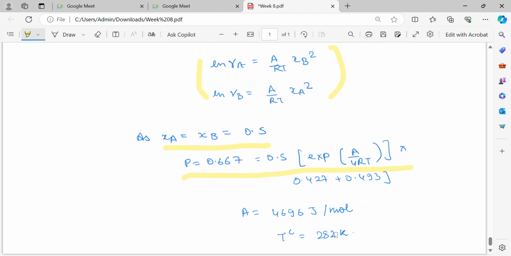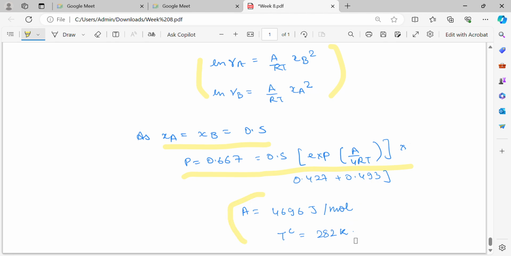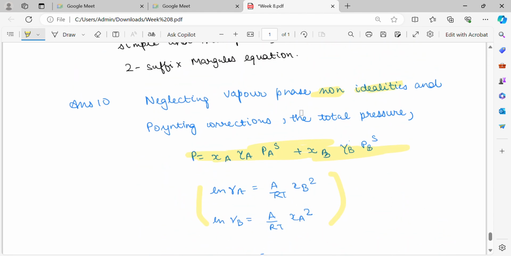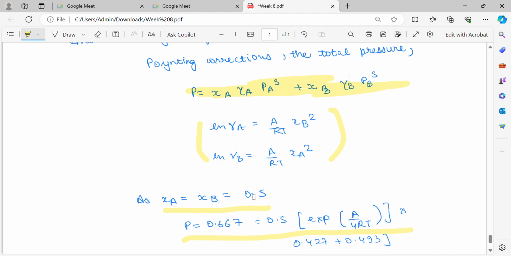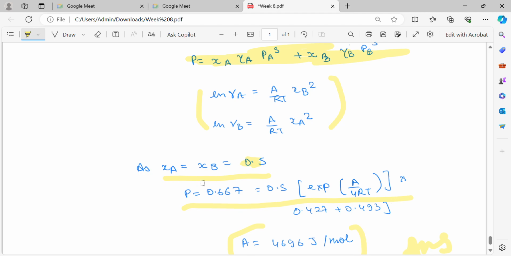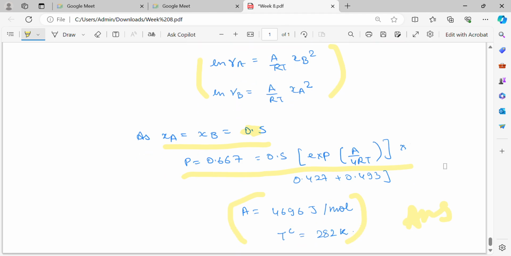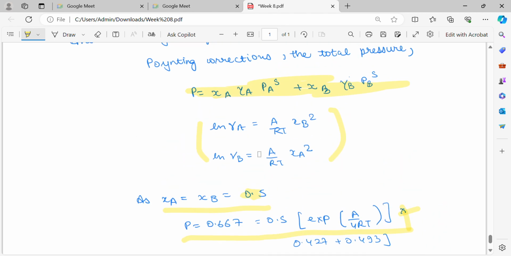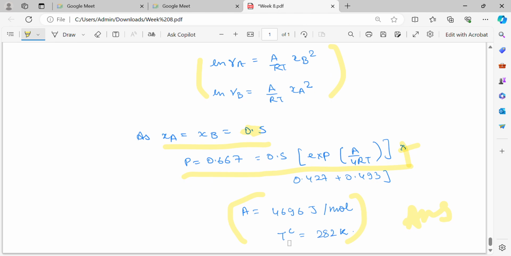We just put these values and we got A, and Tc equals 282 Kelvin. If you see, neglecting vapor pressure and non-idealities, we just directly wrote xA and xB equal to 0.5 because equimolar. So P equals 0.667. This was already given to us and we just added both the equations, and got the uppermost limit as 282 Kelvin, because then the non-idealities will start.